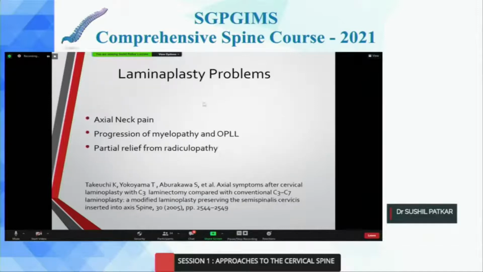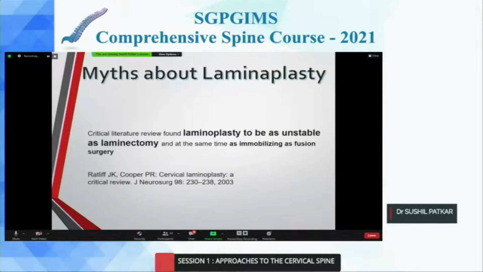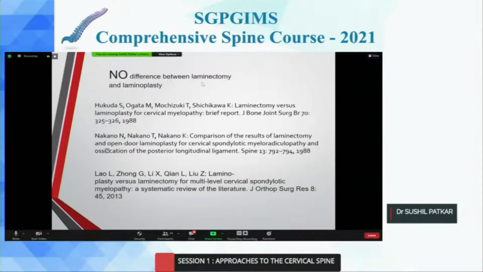Laminoplasty has got problems, it's not without problems. There's neck pain, there's progression of myelopathy, there's partial relief from radiculopathy. And you'll find that there's not much difference between laminectomy and laminoplasty. Laminoplasty is as unstable as laminectomy. So the reason why it was being sold itself is not valid. And you'll find that there is enough evidence in literature that there is no difference between laminectomy and laminoplasty.